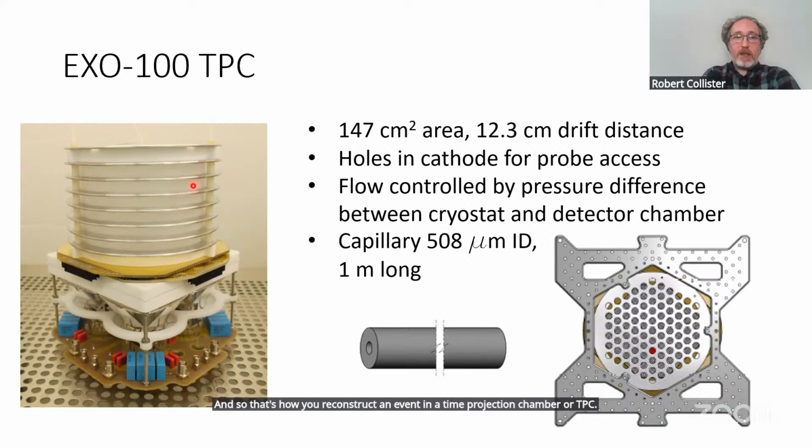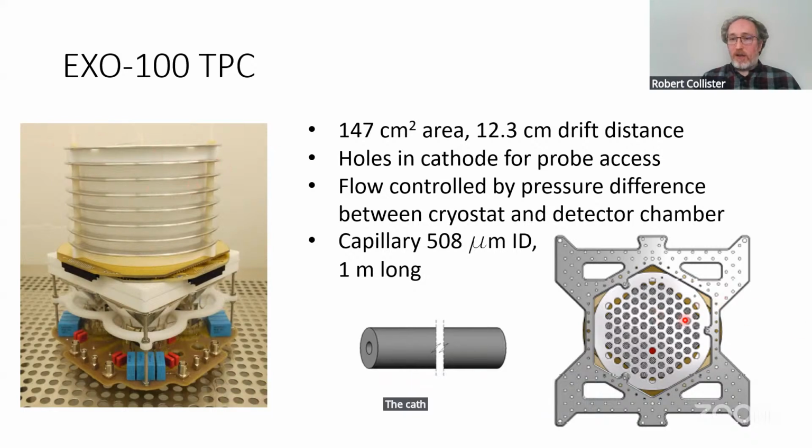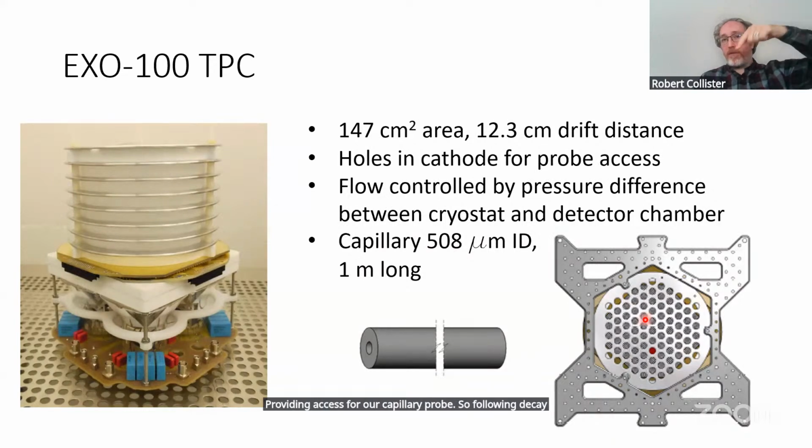And so we want to do that. That'll tell us where to come in with our capillary probe. The cathode on the TPC, where there's a model of it here, has a lot of holes in the top of it, providing access for our capillary probe. So following a decay, you can then come in and fish the ion out through there.